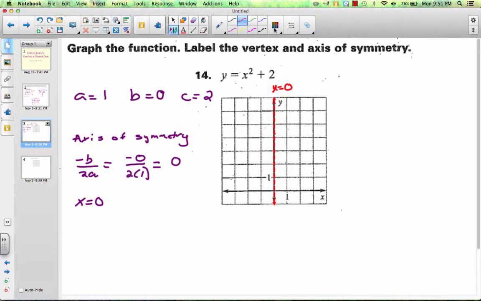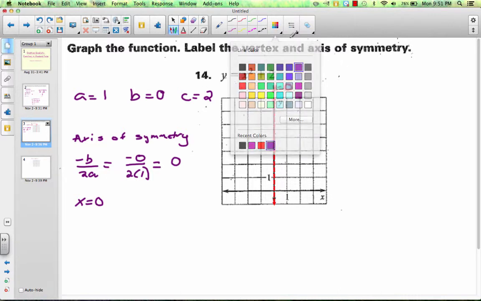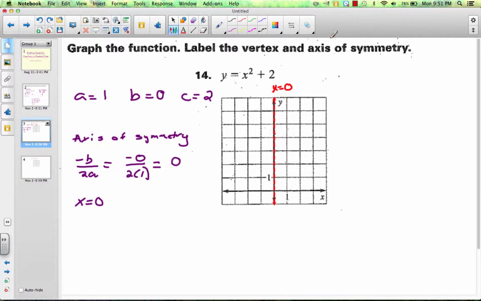The next thing they asked me to do is then find the vertex as well. So now that I've found my axis of symmetry, my vertex should be easy because my vertex uses the x part of the axis of symmetry. So if my x is 0, I can figure out what my y is by plugging x to be 0 into the original equation. So I'm going to go ahead and do that. I have 0 squared plus 2. Well, 0 squared is 0, plus 2 is 2. So my y value is 2. Therefore, my vertex is the point 0, 2.